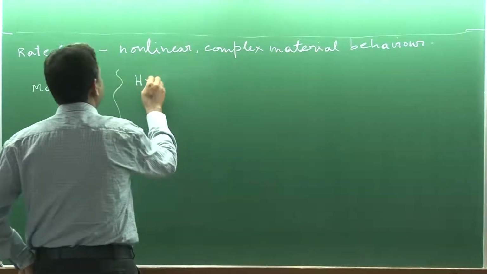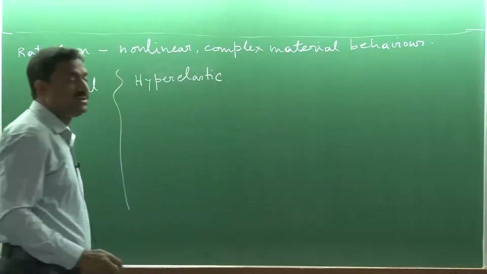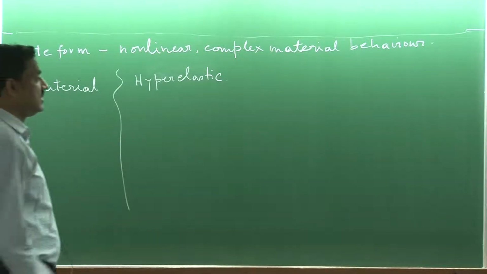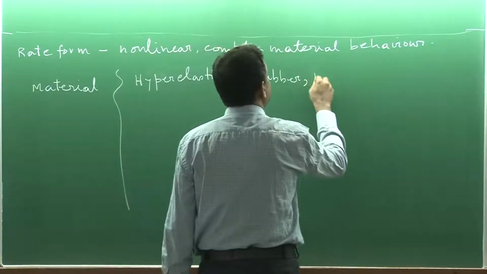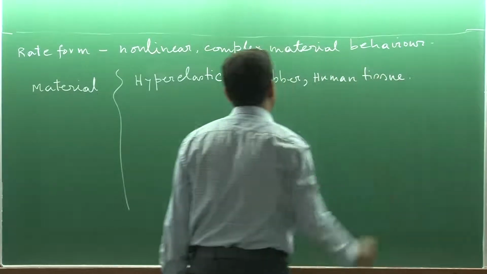A material can be hyperelastic, for example, rubber or elastomeric material, those are hyperelastic. Our skin and many organs behave like hyperelastic material. If you hold and stretch them, they will deform significantly. So, the strain can be very large, of the order of 100% or even more. Rubber and many human organs, human tissue, are hyperelastic materials, right.